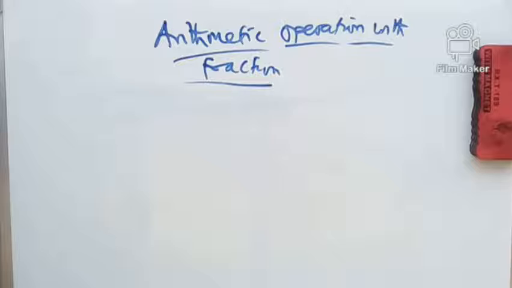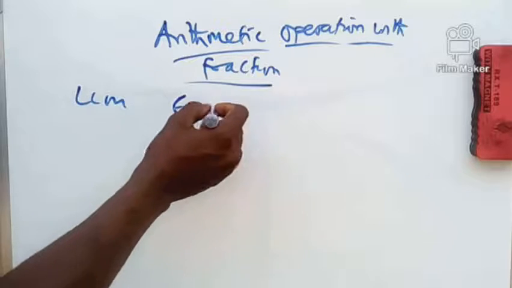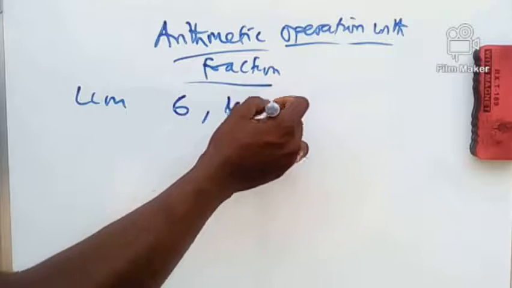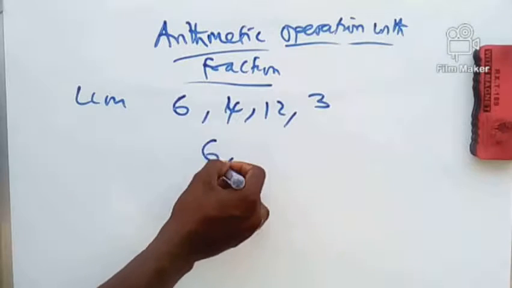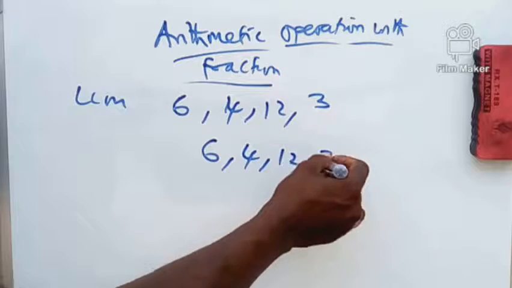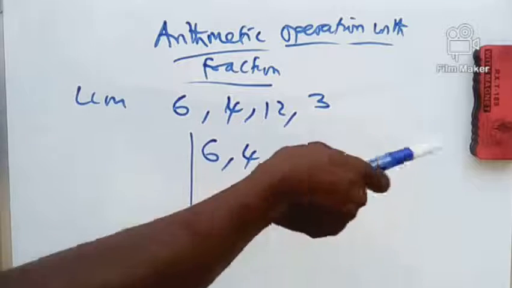So let's take one more example on LCM. Now, let's say you're asked to find the LCM of four numbers: 6, 4, 12, and 3. What is the LCM of 6, 4, 12, and 3? The best way to work on that is to write down the numbers 6, 4, 12, 3. Then you begin with the lowest number, 2. Can 2 divide any number here?